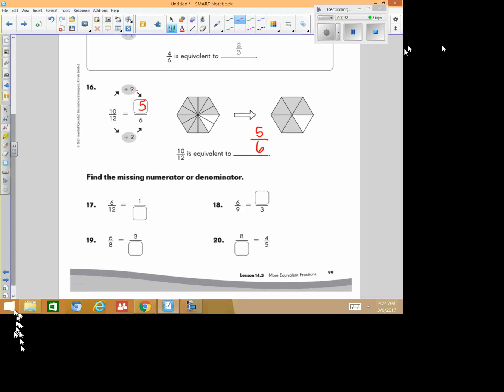So now, 6 divided by what gets me 1? Raise your hand. 6 divided by what gets me 1? What do you think, Alex? 6 divided by 6, yeah. 6 divided by 6 gets me 1. Very good. So what is 12 divided by 6? Hold on. Count by 6 to get to 12. How many is that, Harley? Count by 6 to get to 12. Yeah. So 2.